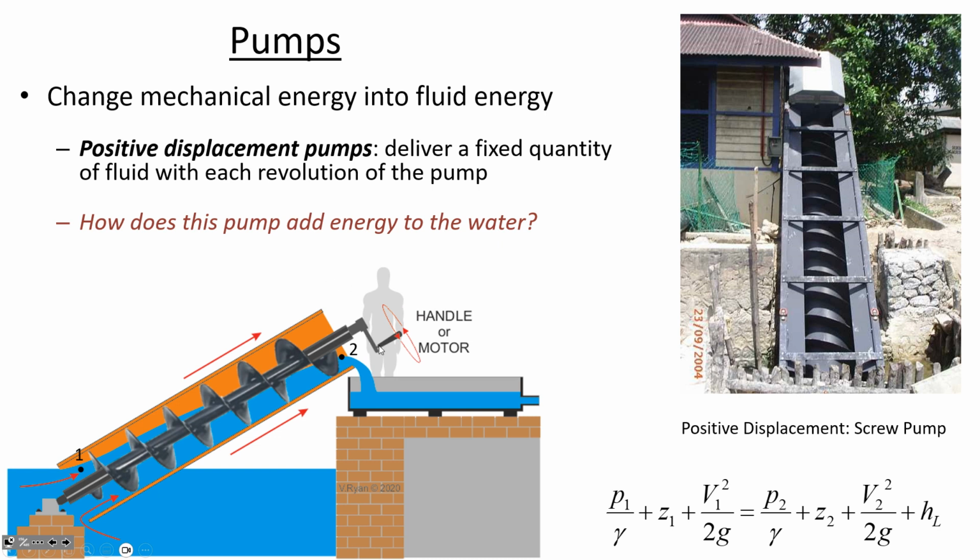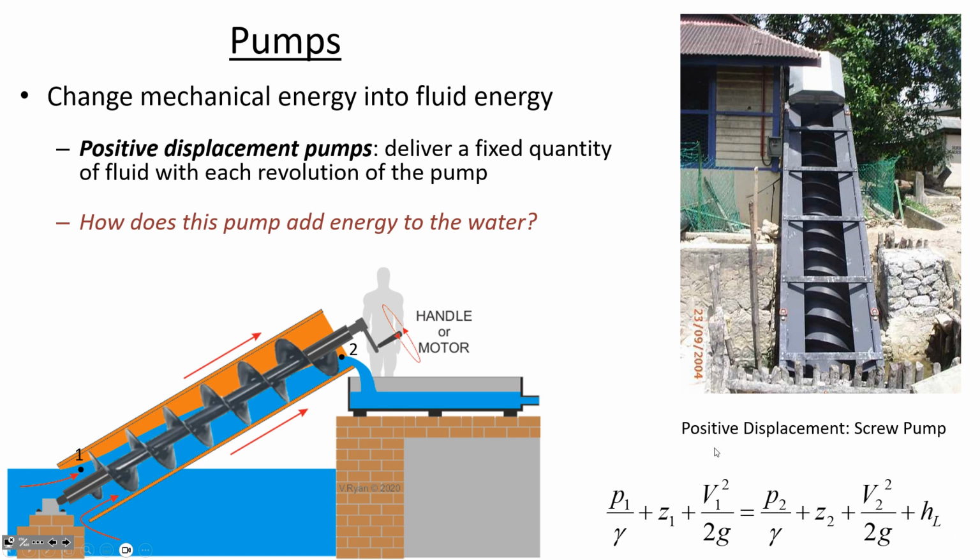So it could be a person cranking a handle, it could be a motor that's on there causing it to spin. But with this positive displacement pump, once the water exits the pump, it has no increase in pressure, but we've lifted the water from its original water surface elevation to some higher location.